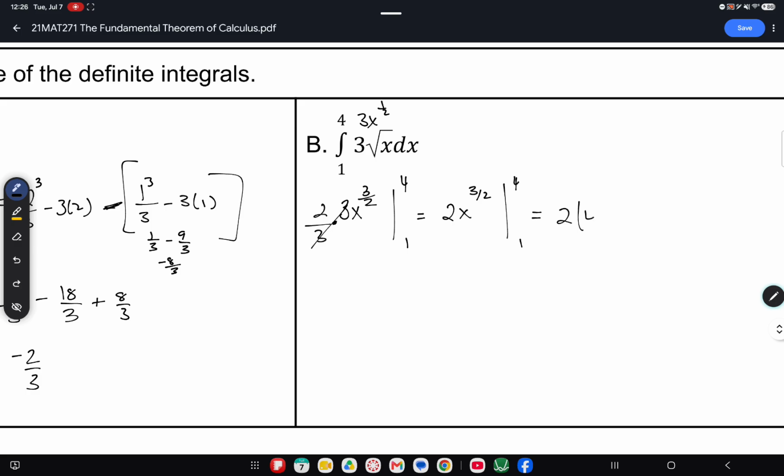So I have 2 times 4 to the 3/2 minus 2 times 1 to the 3/2. So for 4 to the 3/2, you can do the square root first and say, hey, the square root of 4 is 2, 2 cubed is 8, 8 times 2 is 16. And then that's going to be 1, 1 times 2 is 2, and 16 minus 2 is 14.